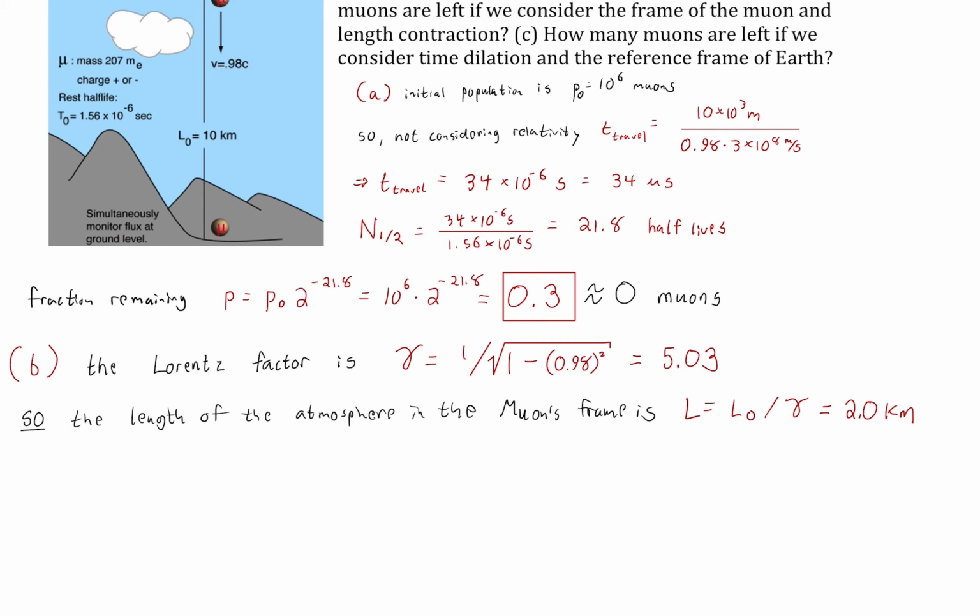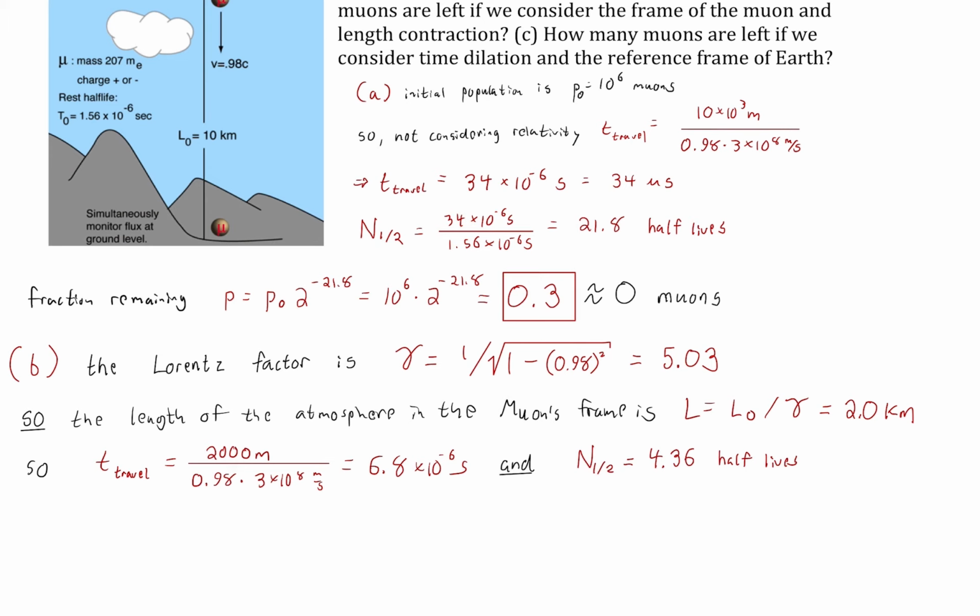Well, that makes a big difference, because then we consider that the travel time of the muon in its own reference frame, it's only traveling 2 kilometers. Really, it's not seeming to, it actually is only traveling 2 kilometers. It's still going to decay at the same rate, but it's only traveling 2 kilometers, right? So we just take the 2 kilometers, divide it by its speed, and we find out that the time it takes it to travel that distance is only 6.8 microseconds, not 34 microseconds, okay?